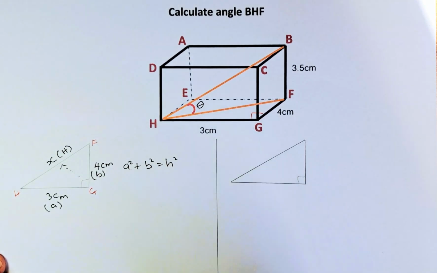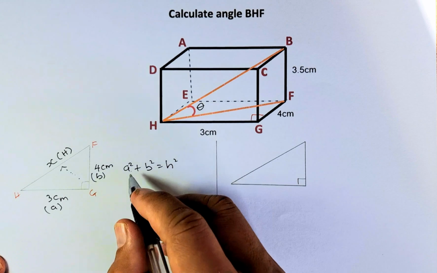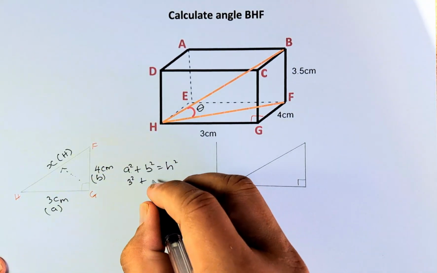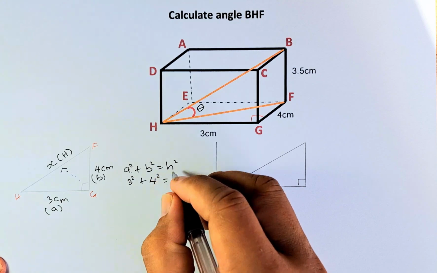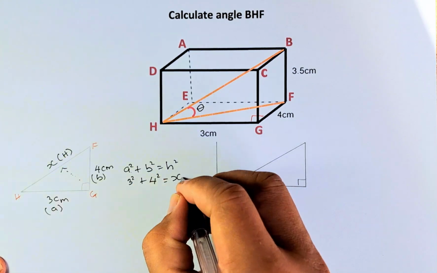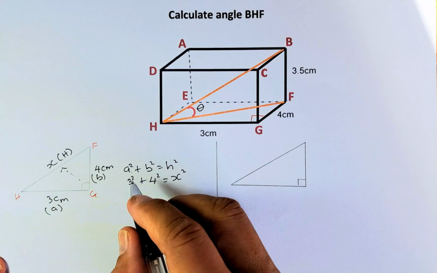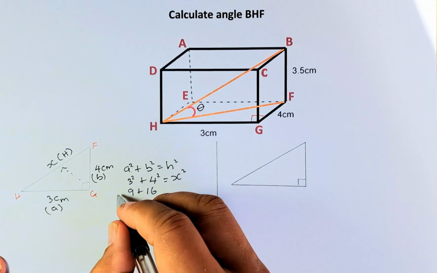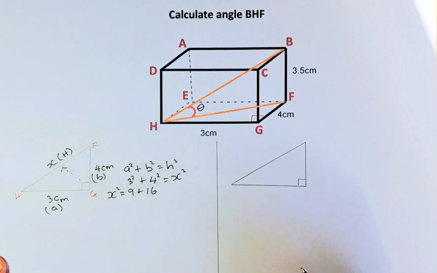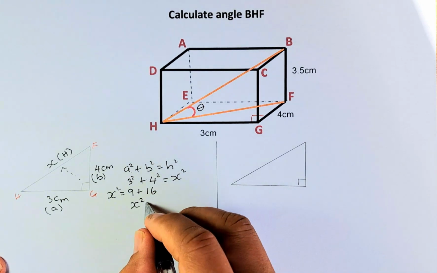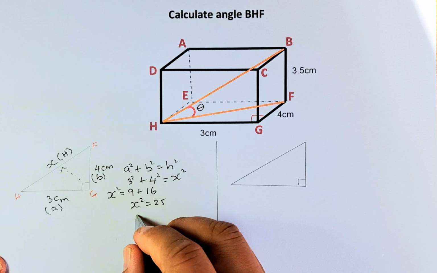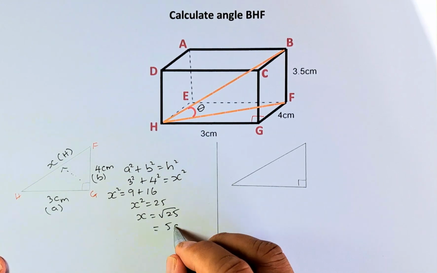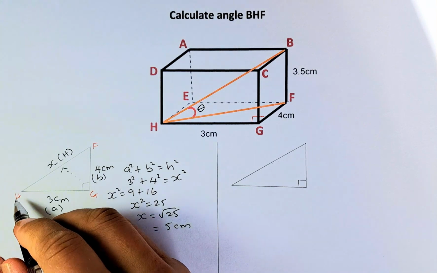Next step, we are going to substitute the values. Instead of A, we're going to replace with 3 squared. Instead of B, we're going to replace by 4 squared. And instead of H, you're going to replace by X squared. Then you put it in your calculator. 3 squared is 9, 4 squared is 16. That equals X squared. So X squared equals 25 cm. And then to find your X, you square root 25, and the answer is going to be 5 cm. So the length HF is 5.